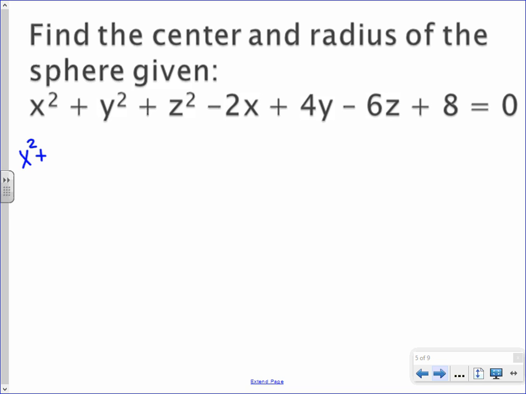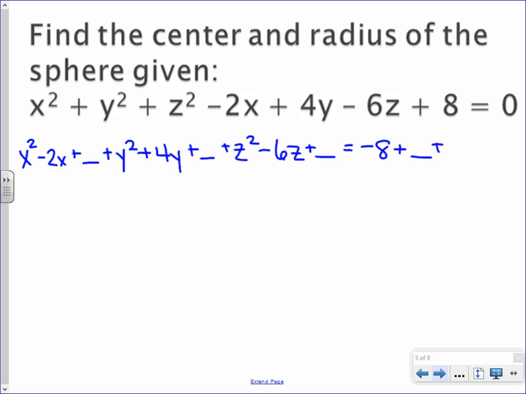So x squared minus 2x plus a mystery number, plus y squared plus 4y plus a mystery number, plus z squared minus 6z plus a mystery number. I'm going to go ahead and subtract the 8 over and then balance the equation by adding those 3 mystery numbers.